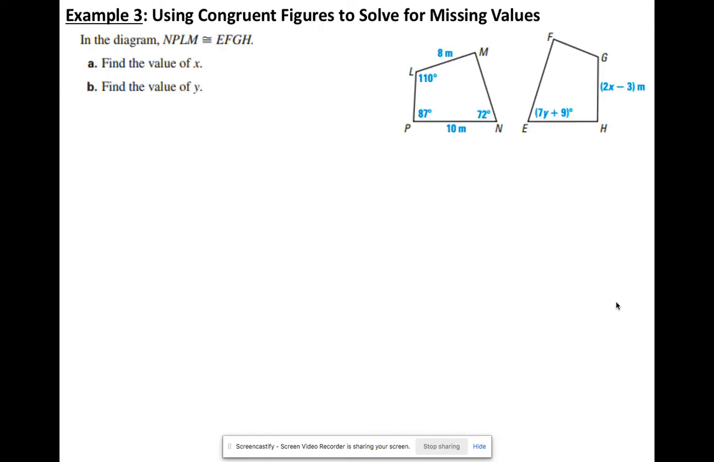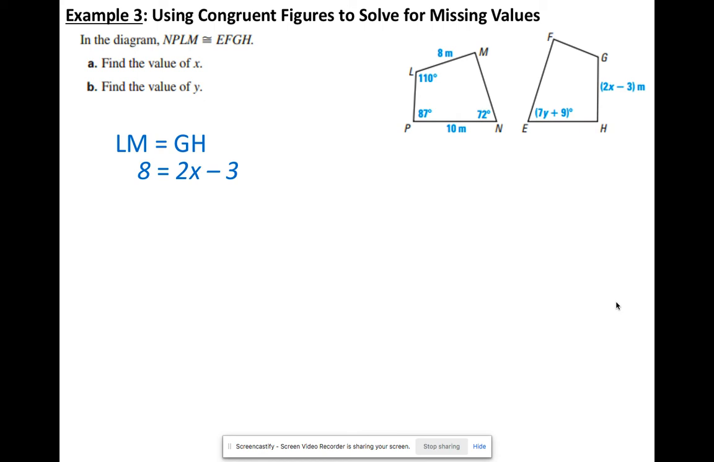In reality, that's how we state it. Another example here: we can use what's given to us and find missing angles. In the diagram, NPLM is congruent to EFGH. Find the value of x and then find the value of y. We know that E is going to be the same, so if we flip this down, it's going to be congruent to angle N. What we can do is change the locations of what we already know and solve for those missing pieces.